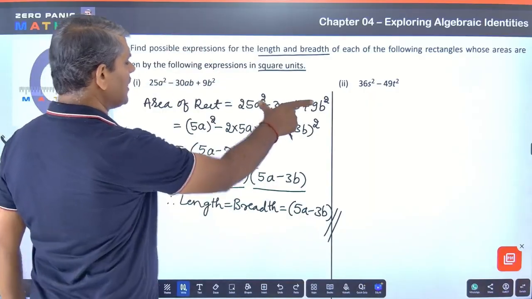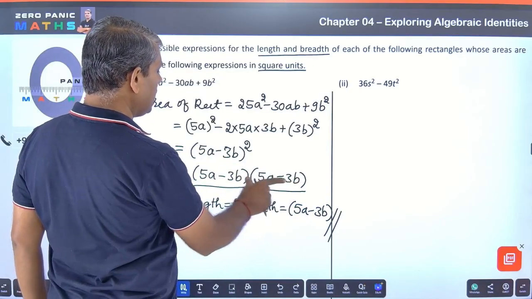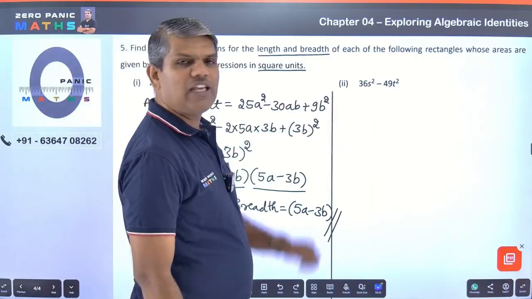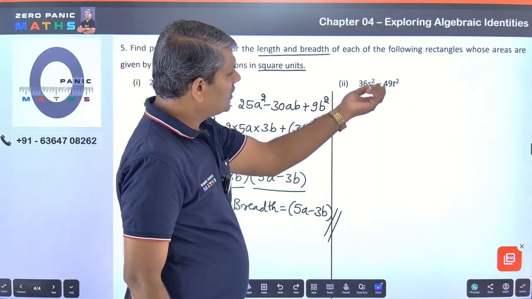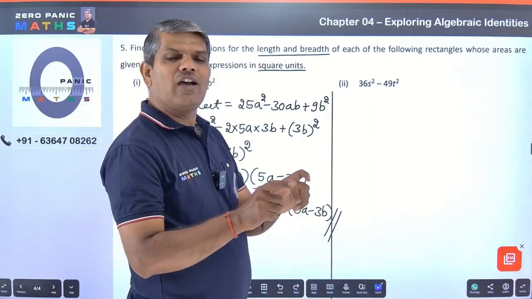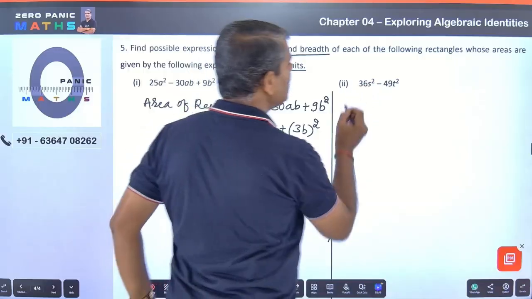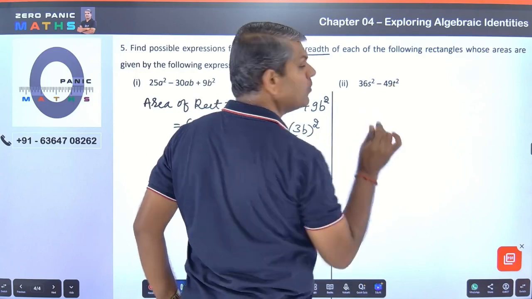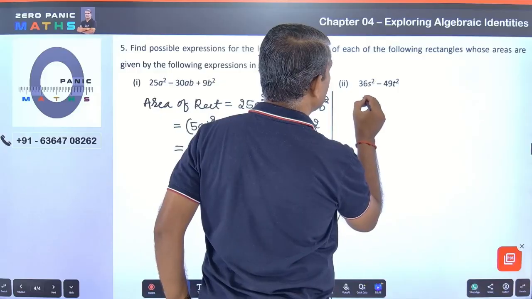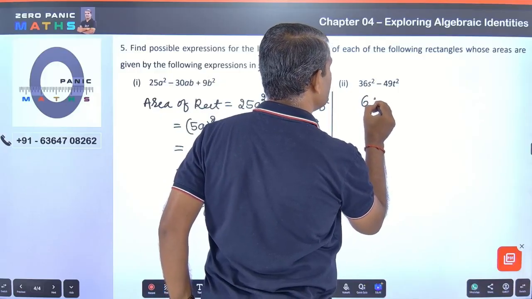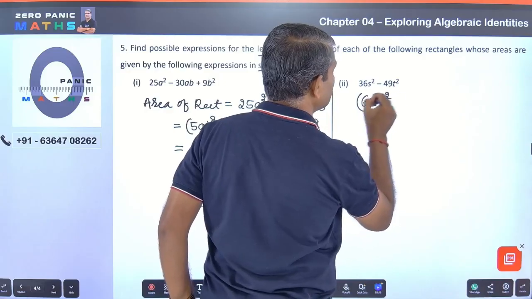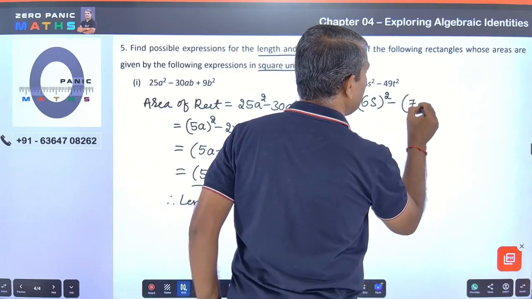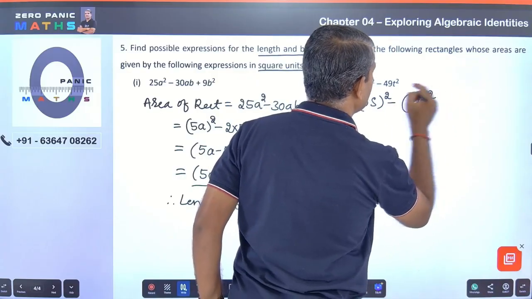Okay, considering this as area, this is length, this is breadth, multiplying these two, I will get this expression, and that expression is the area of the rectangle. Similarly here also we have to get the factors of this expression, and one is length and another is breadth. Now this looks like the a square minus b square formula because 36 and 49 both are perfect squares. Okay, so let me write 36s square as 6s whole square, and 49t square as 7t whole square, because 7 square is 49.